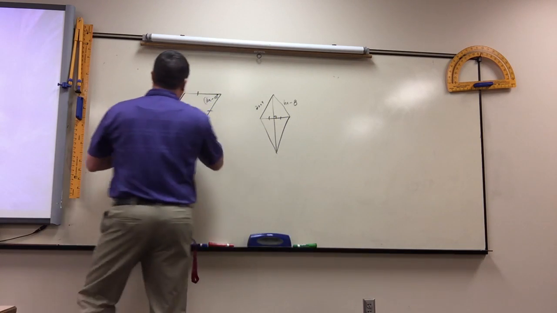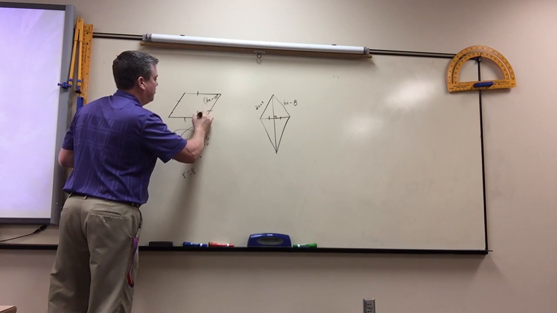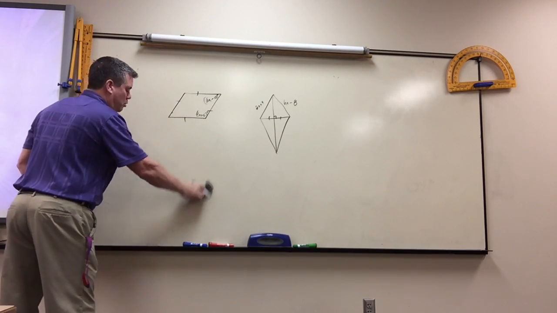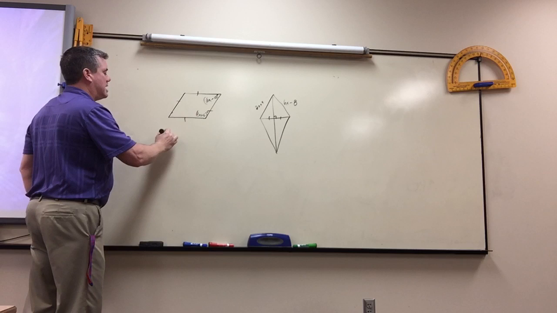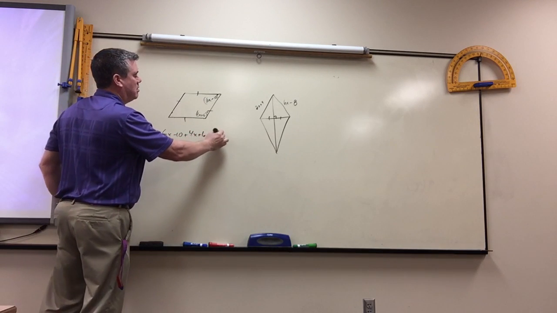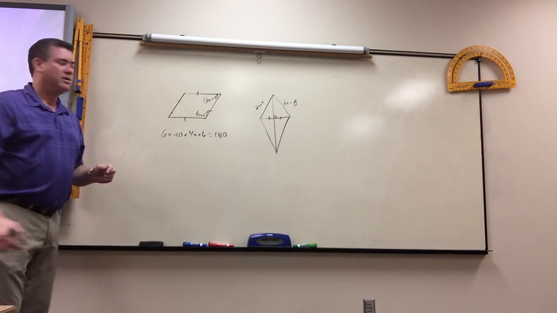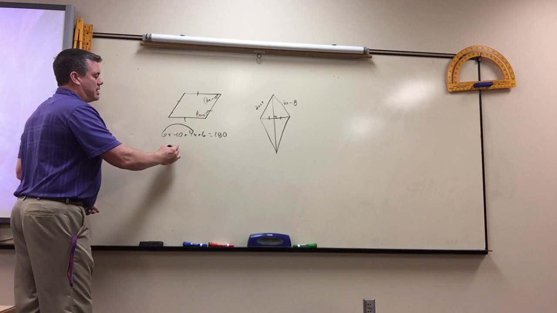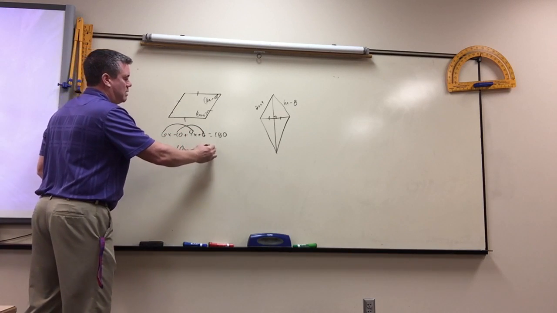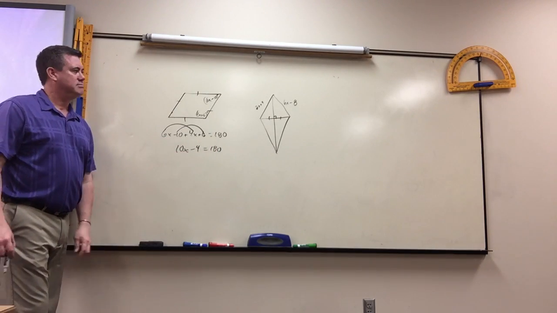But if it would be written like this, now they're not equal, but what are they? They add up to 180. So 6x minus 10 plus 4x plus 6 has to equal 180. So 6x and 4x is 10x. Negative 10 plus 6 is negative 4, equals 180. So then you just solve it. Add 4, divide by 10.